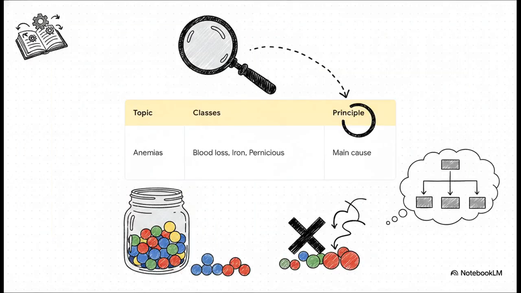Another absolute must-have tool is classification. Take anemias, for example. You've got your classes: blood loss, iron deficiency, and pernicious. But the real secret sauce is the principle of classification. In this case, it's the main cause of the anemia. It's literally like sorting a massive jar of marbles. You have to use a single guiding principle to avoid total chaos. You wouldn't try to sort those marbles by both color and size at the exact same time, right? That same rigorous logic has to apply to organizing your writing.